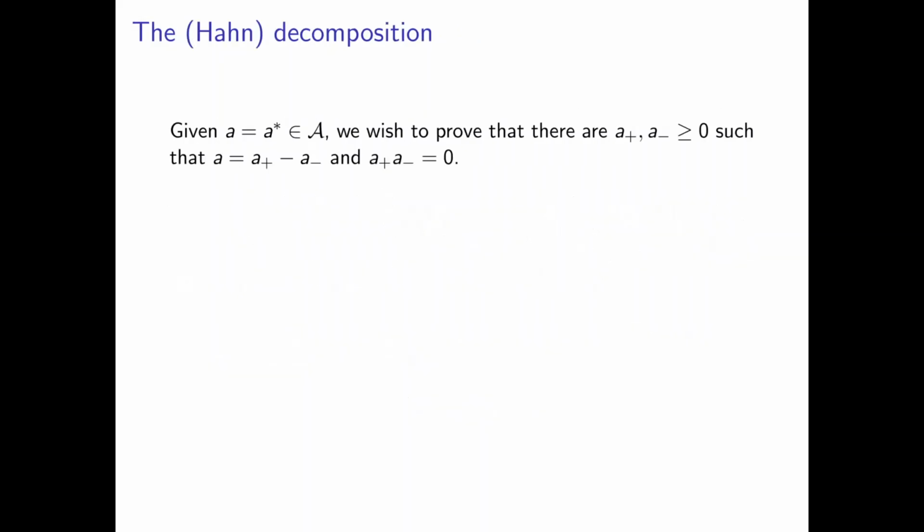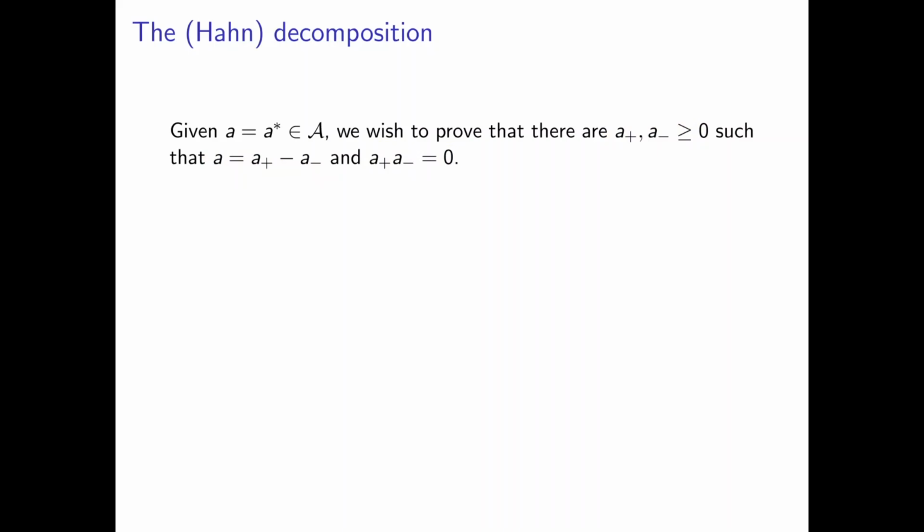And next, let's prove the Hahn decomposition also that I mentioned. So we want to prove that if a is self-adjoint, then there are two elements a plus and a minus here, both greater than or equal to 0, such that a is the difference between these elements, and these elements times one another are 0.